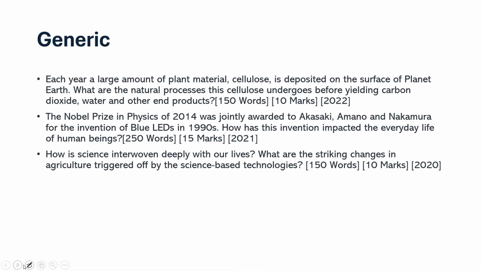Okay, let's come to the next part of the questions, which is generic questions. So last to last year there was a question on cellulose. Each year a large amount of plant material, cellulose, is deposited on the surface of planet Earth. What are the natural processes this cellulose undergoes before yielding carbon dioxide, water and other end products?